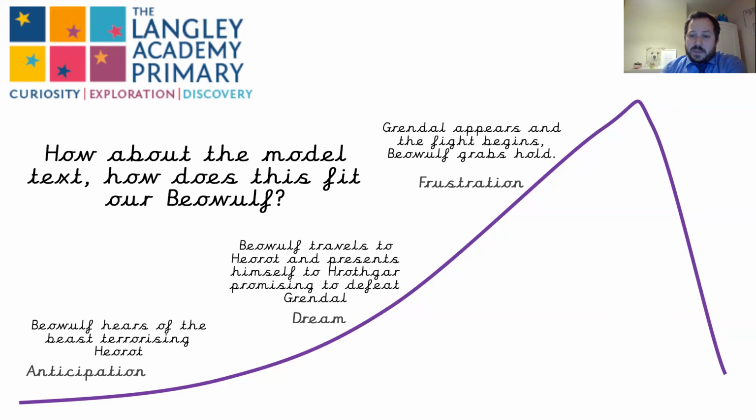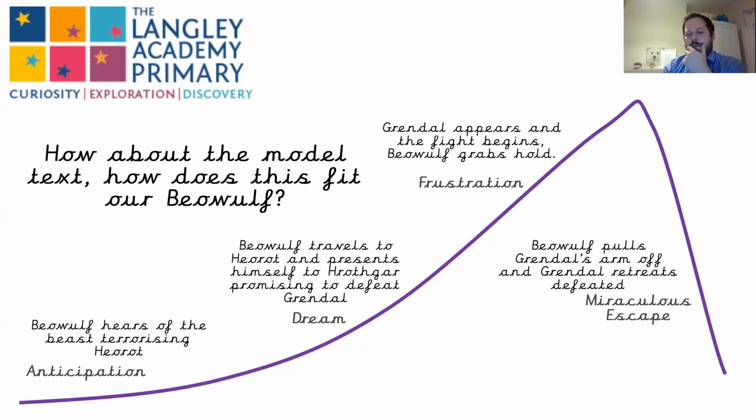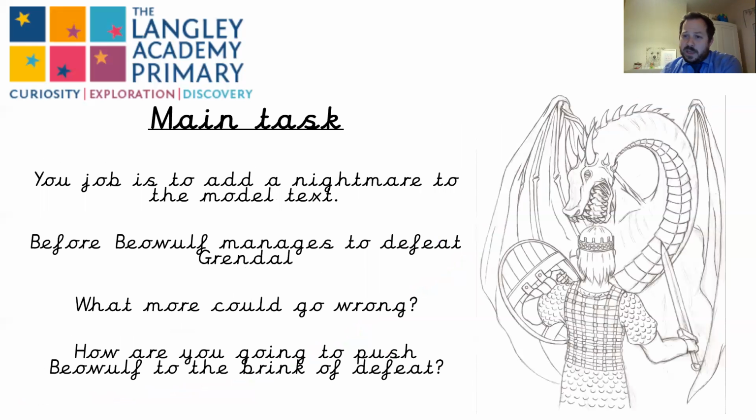Grendel appears and the fight begins, and Beowulf grabs hold of Grendel. And then we get the miraculous escape. Beowulf pulls Grendel's arm off, and Grendel retreats back to his swampy lair, bleeding to death. Now we're missing a part, aren't we? We're missing the nightmare. What danger is there to Beowulf? Well, you're going to tell me.